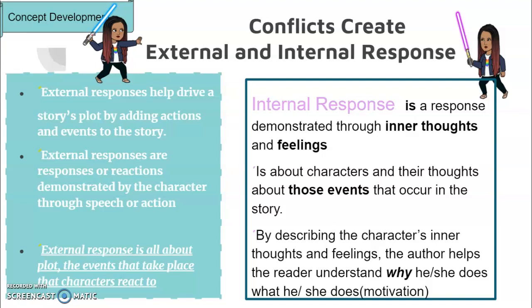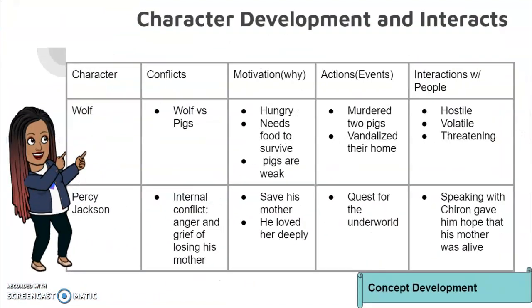So, for example, if my sister slapped me in my face, my internal response would be to cry. I would be hurt. My external response may be to slap my sister back. Well, what does that do? That could possibly create a fight. So that is an event within the story that creates an event. So when we're looking at that, we have to look at the character, the conflicts, the motivations, the actions, and the interactions with people.